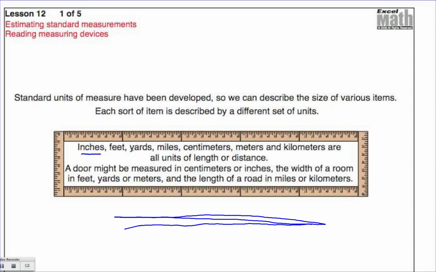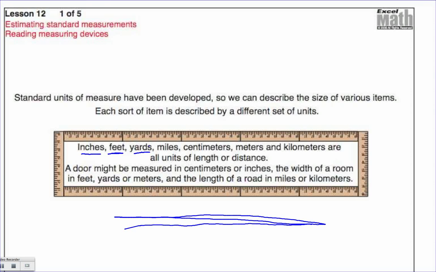Inches. Inches are going to be about the width of your thumb. You smash your thumb down, that's about an inch. And most of you are familiar with that from your ruler. A foot is the length of your whole ruler, and it's about the size of your foot with your shoe on. Probably a little bit bigger than most of your feet.